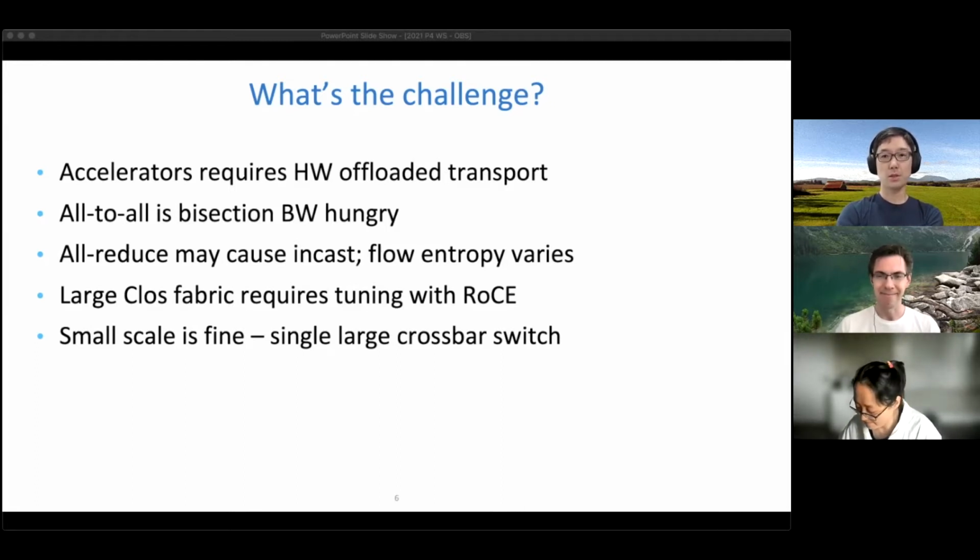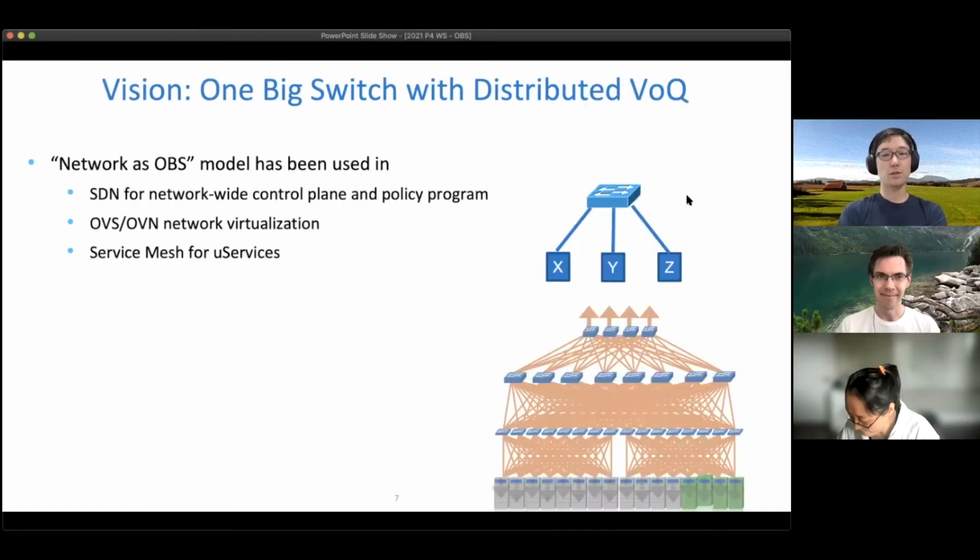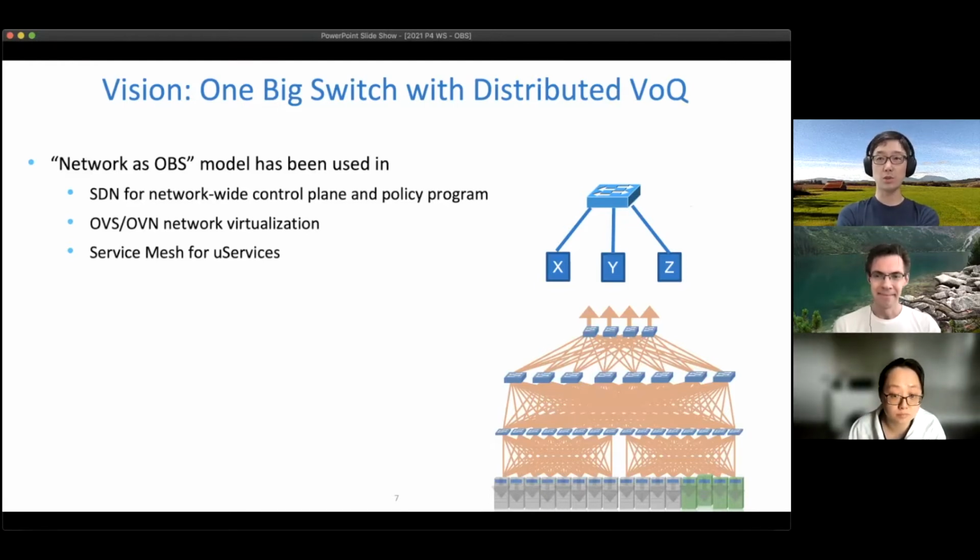Thanks a lot, Peter. All right. So it was a really nice transition to our vision statement. Yes, we want to have a performant one big switch abstraction on top of the entire network. And many of you probably heard about the one big switch abstraction, or one big switch model, a lot, especially from SDN, when the network-wide programming of the control plane and policy has been on top of this large network as a switch abstraction.